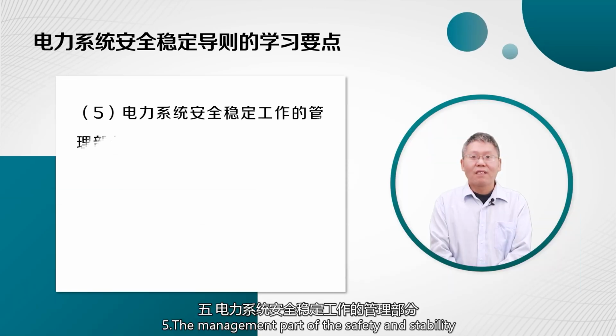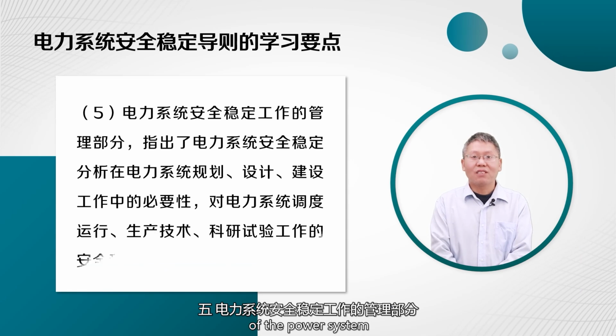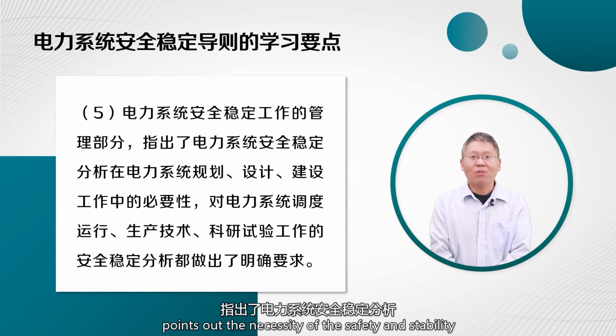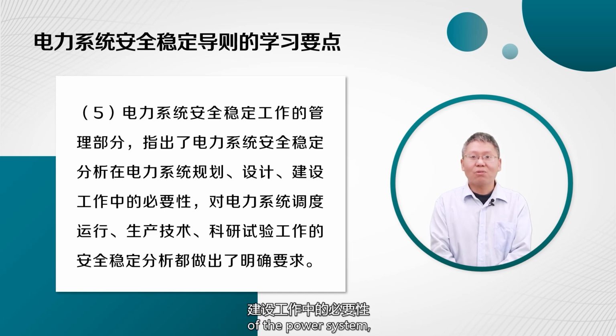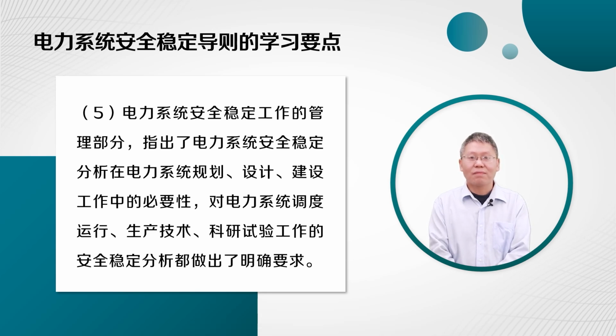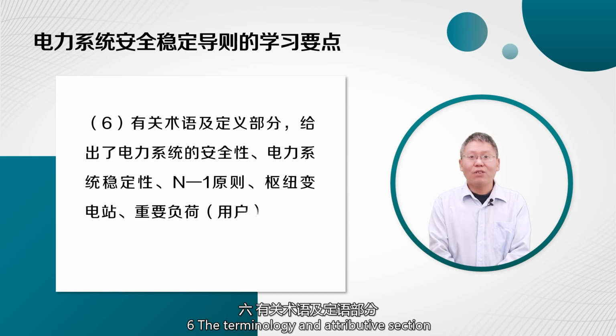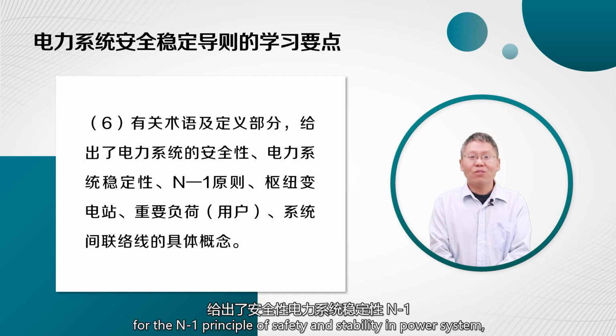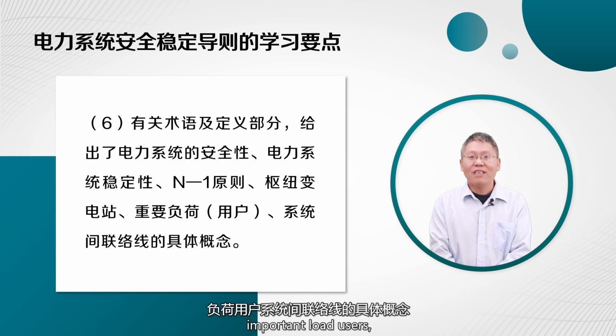5. The management part of the safety and stability of the power system points out the necessity of the safety and stability analysis of the power system in the planning, design, and construction of the power system, and makes clear requirements for the safety and stability analysis of the power system dispatching and operation, production technology, and scientific research and experiments. 6. The terminology section provides specific concepts for the N-1 principle of safety and stability in power system, hub substations, important load users, and inter-system interconnection lines.